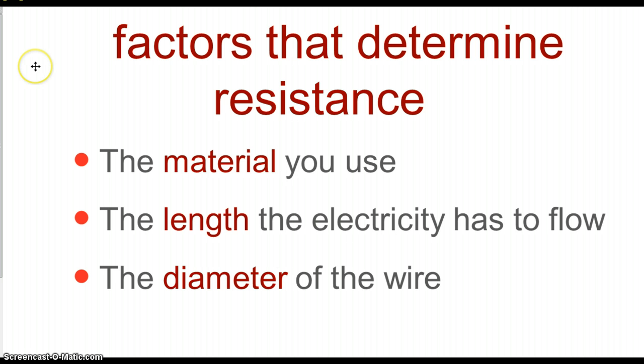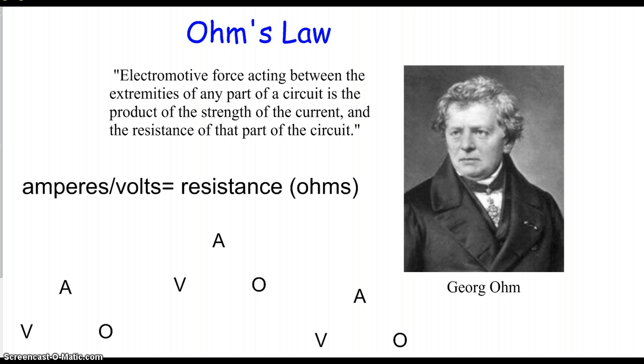Here we go. So factors that determine resistance are the material that you use. We already talked about this, insulators and conductors. We know that the material you use is going to affect the number of volts that go through. The length the electricity has to flow will affect the resistance, and the diameter of the wire and how that affects resistance.